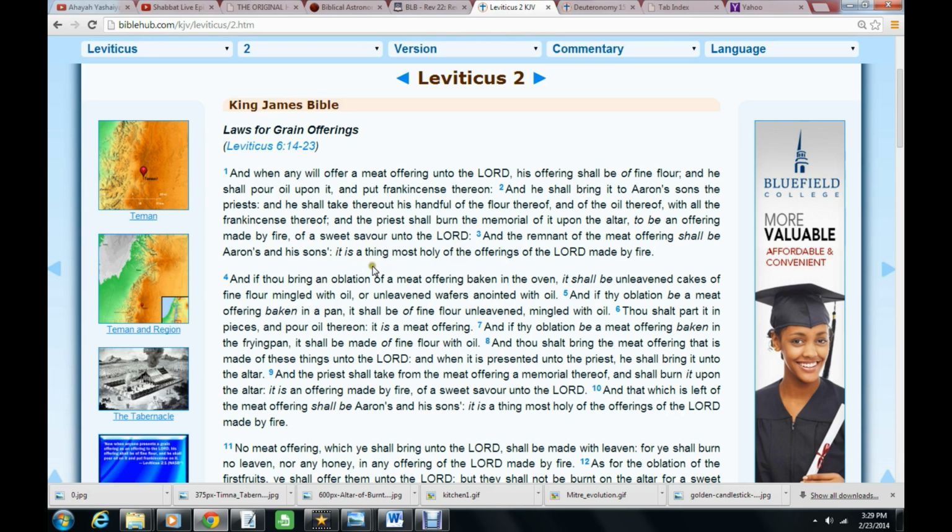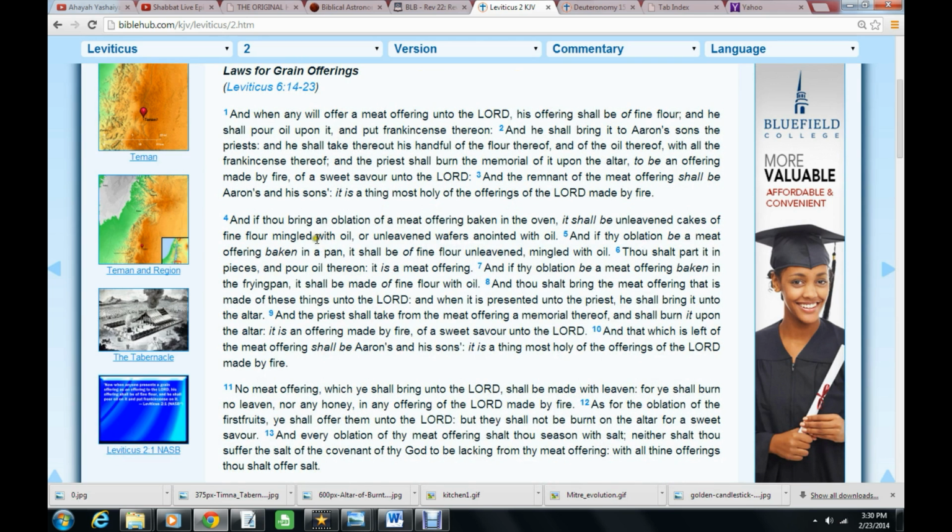And it is a thing most holy of the offerings of the Most High, made by fire. And if thou bring an oblation of a meat offering baken in the oven, it shall be unleavened cakes of fine flour, mingled with olive oil, or unleavened wafers, anointed with olive oil. And if the oblation be a meat offering baken in a pan, it shall be of fine flour, unleavened, mingled with oil. Thou shalt put it in pieces, and pour oil thereon.